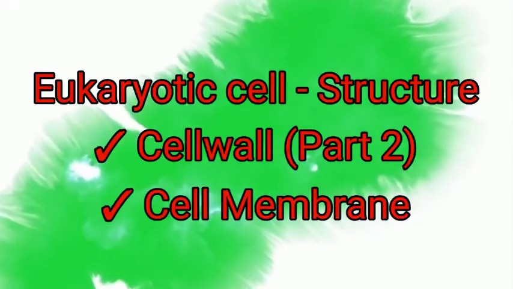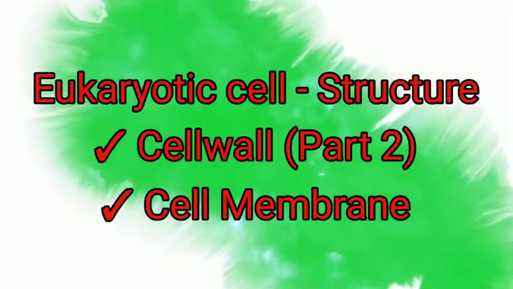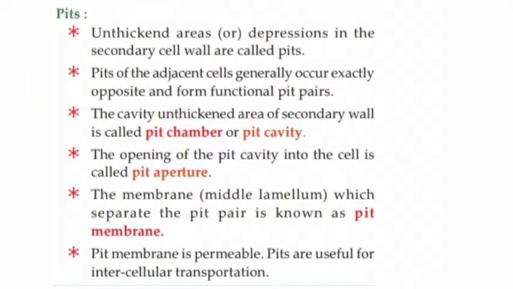Hi everyone, in this video I am going to explain the remaining part of cell wall and cell membrane. Pits. Unthickened areas or depressions in the secondary cell wall are called pits. Pits of the adjacent cells generally occur exactly opposite and form functional pit pairs. The cavity, the unthickened area of secondary wall, is called pit chamber or pit cavity.